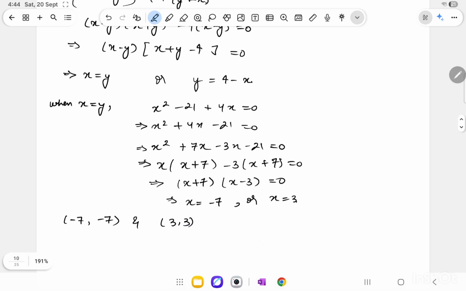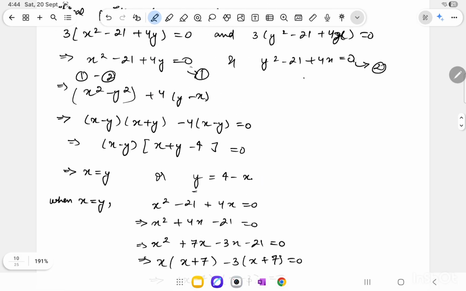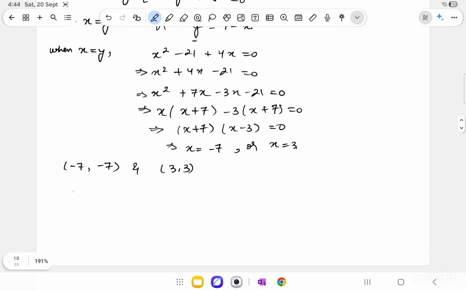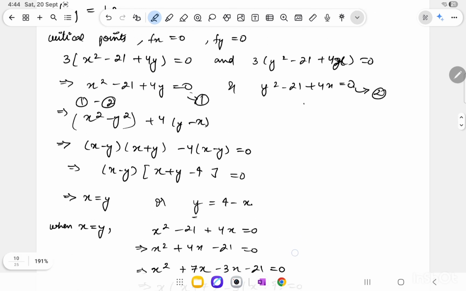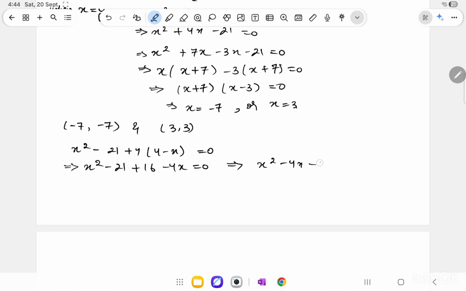Now when my y is equals to 4 minus x, so let's substitute 4 minus x in 1. So that basically gives me x square minus 21 plus 4 of y, that is 4 minus x equals to 0. So if I solve it, I'll be getting x square minus 21 plus 16 minus 4x equals to 0. So from here I'll get x square minus 4x minus of 5 equals to 0.